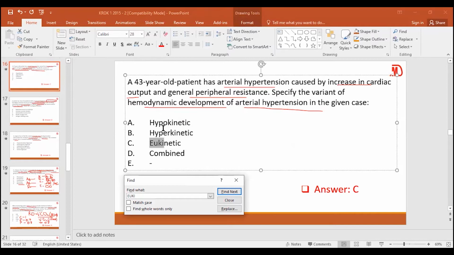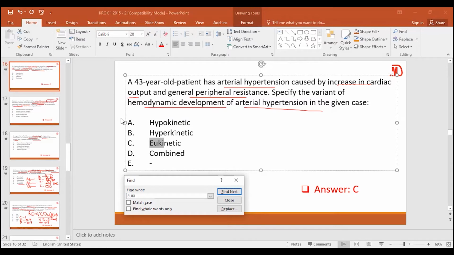Hyperkinetic. Now, if both are increased, both hypokinetic and hyperkinetic, we call it what? Eukinetic. And in this question, we are having both hypokinetic and hyperkinetic, isn't it? And that's why your answer should be eukinetic. Is it clear now? Yes.